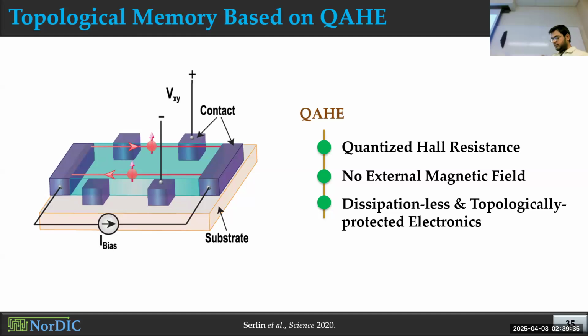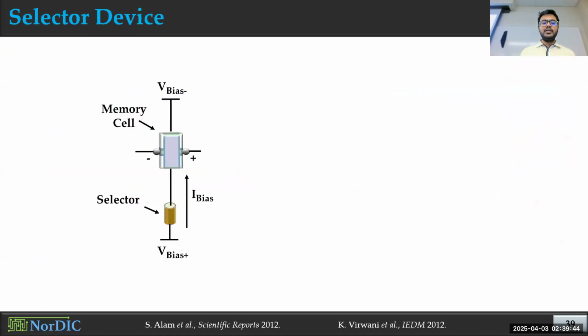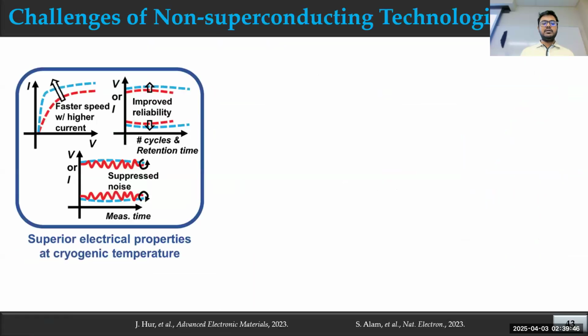So I think we're at the end. I'll keep the topological memory for next class because that's completely different, but I will quickly talk about the challenges of non-superconducting memories. So we have covered the charge-based SRAM, DRAM, flash, and the memory state spintronic and ferroelectric memories, right? So these three and this.